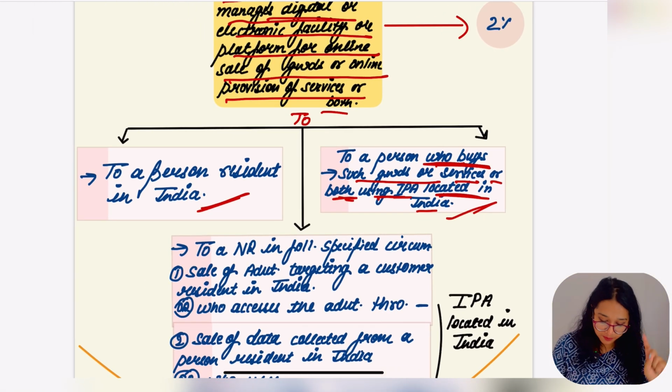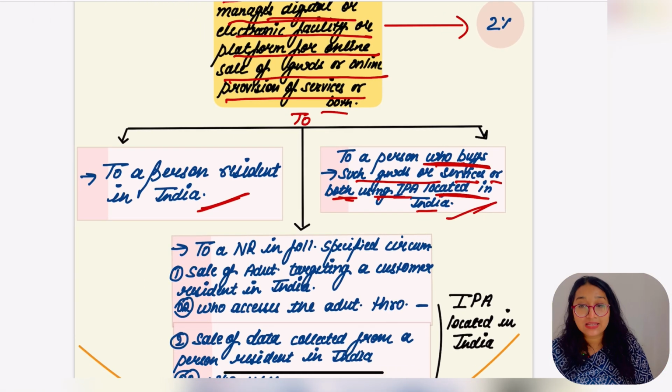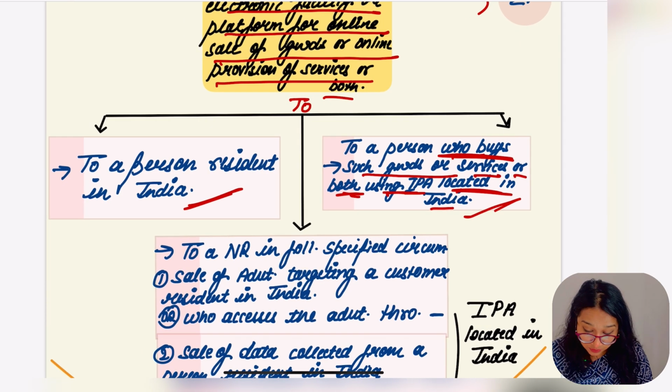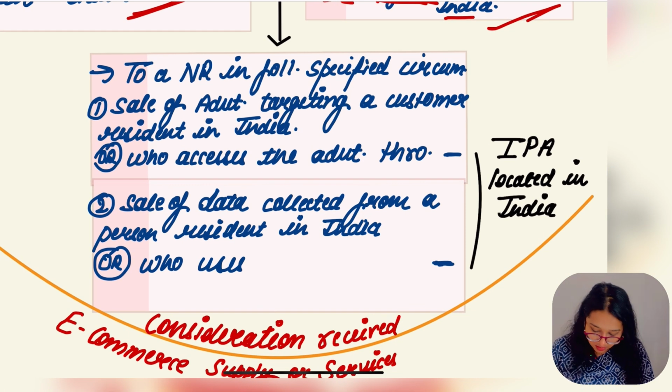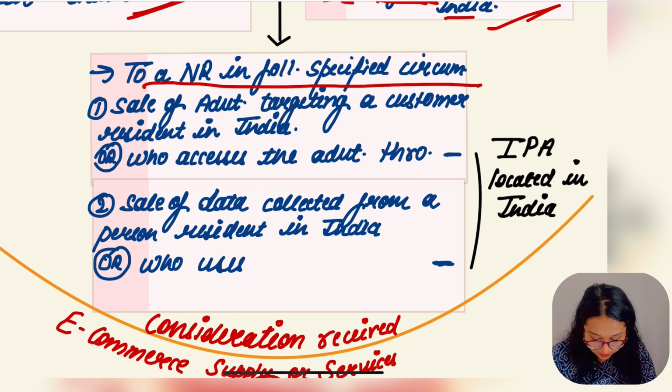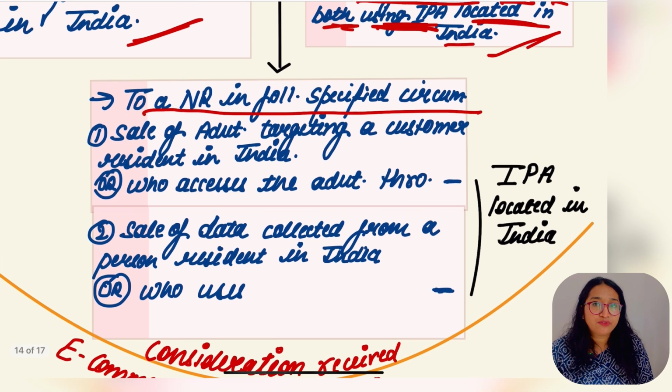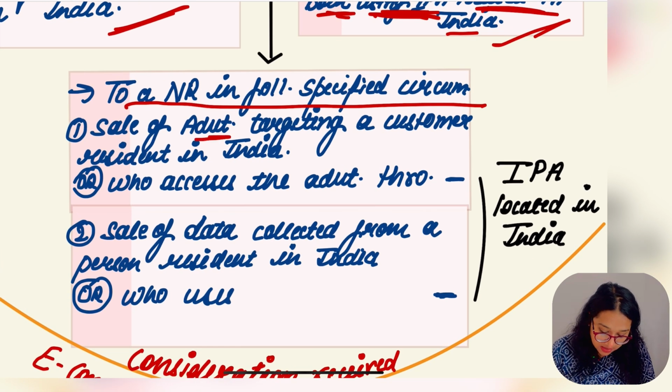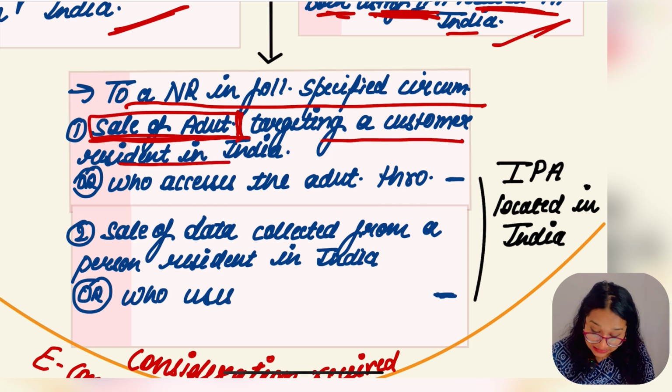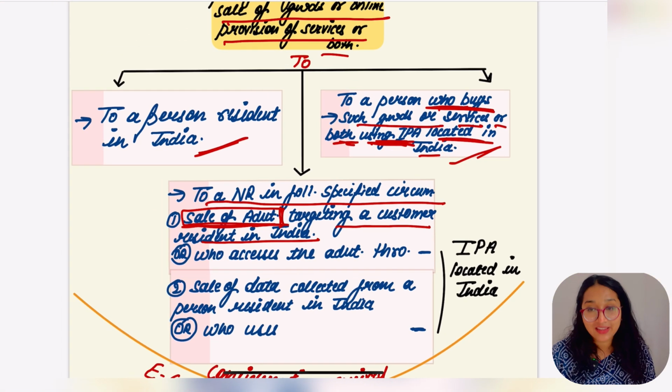The very first person was whom? A person resident in India. Second, a person who buys such goods and services, or both, by using an IP address located in India. Now, here comes the third condition: to a non-resident in the following specified circumstances, and they are sale of advertisement targeting a consumer resident in India.